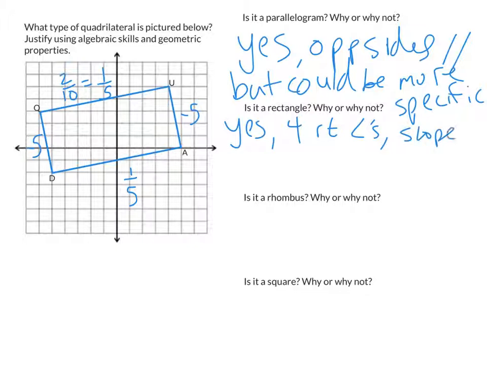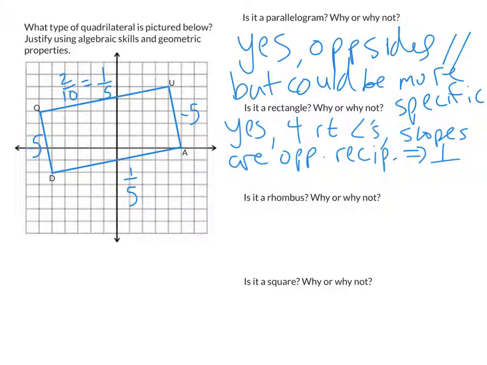Slopes are opposite reciprocals, therefore perpendicular. Something like that, right? I'm doing a lot of shorthand here. It's hard to write on this thing. But the slopes are opposite reciprocals, so you get perpendicular. And we're talking about our adjacent sides, or our consecutive sides, if you will. As you work your way around, you get opposite reciprocals.